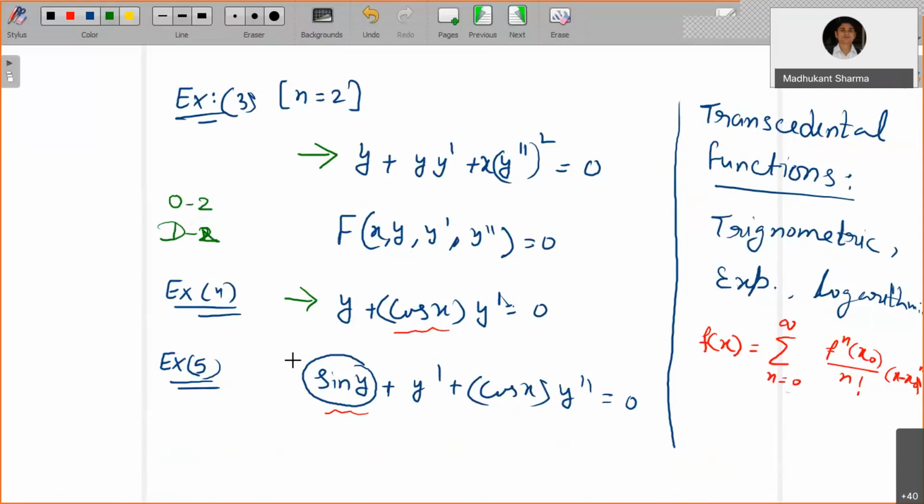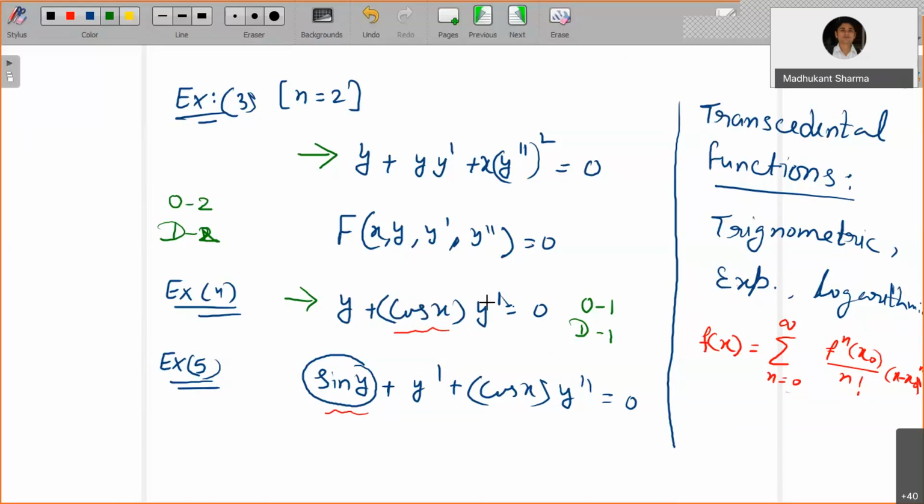Now example 4. The order is 1 and the degree is 1, because the highest order derivative is the first derivative and its index is 1. We are not worried about the transcendental function of x here. Cos x you can write in terms of an infinite series: 1 minus x square by 2 factorial plus x power 4 by 4 factorial, and so on. You may say, sir, the power of x is not defined, so I cannot define the degree. No, we are only concerned about the indices of y and its derivatives.